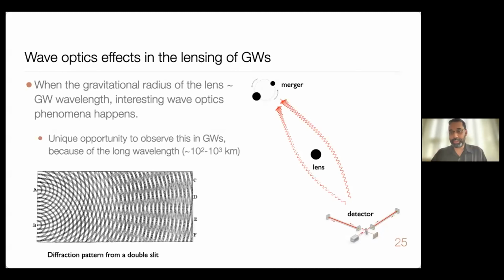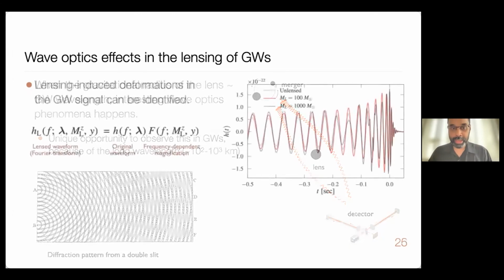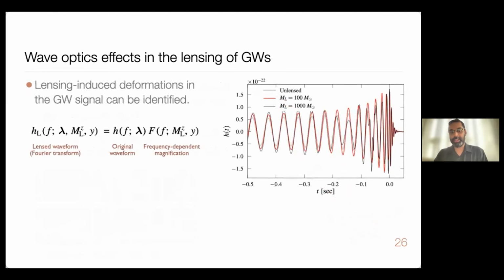That's just interference and diffraction of the lensed gravitational waves. This happens when the Schwarzschild radius of the gravitational lens is comparable to the wavelength of the gravitational waves. This can happen when the lensing object has a mass of tens of solar masses up to tens of thousands of solar masses. And this will introduce very characteristic deformations in the observed gravitational signals.